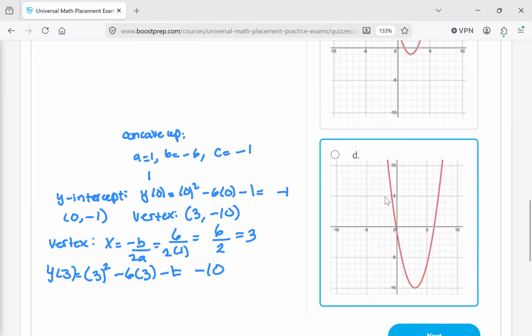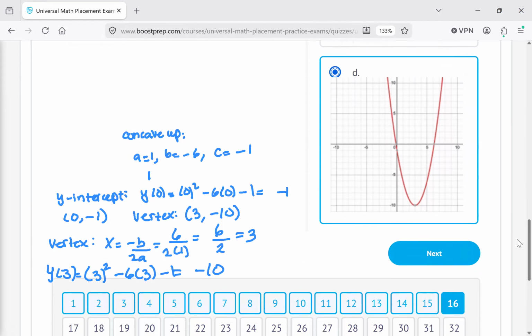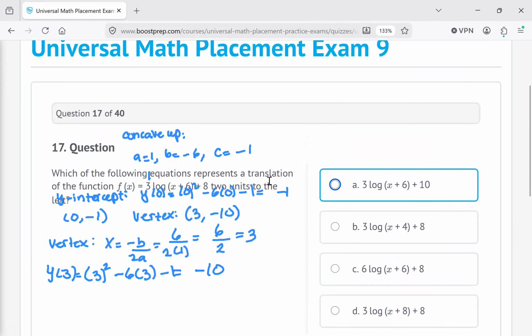Okay, what about D? It looks good. (3, -10). Yes, (3, -10), y-intercept (0, -1). Good. Yes, I would say D is the one. So yeah, you don't want to spend too much time graphing it nicely because this is a multiple choice.